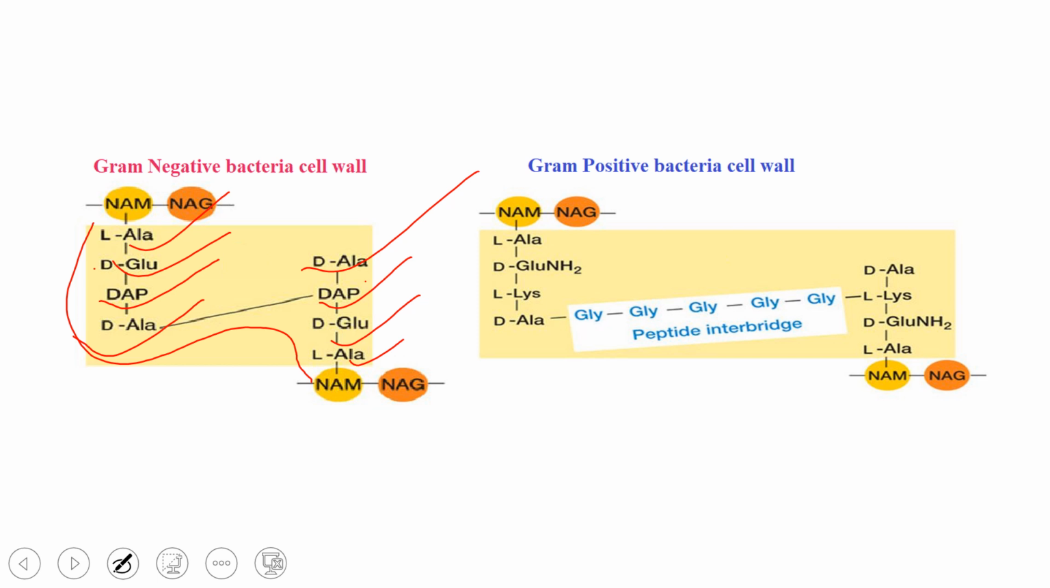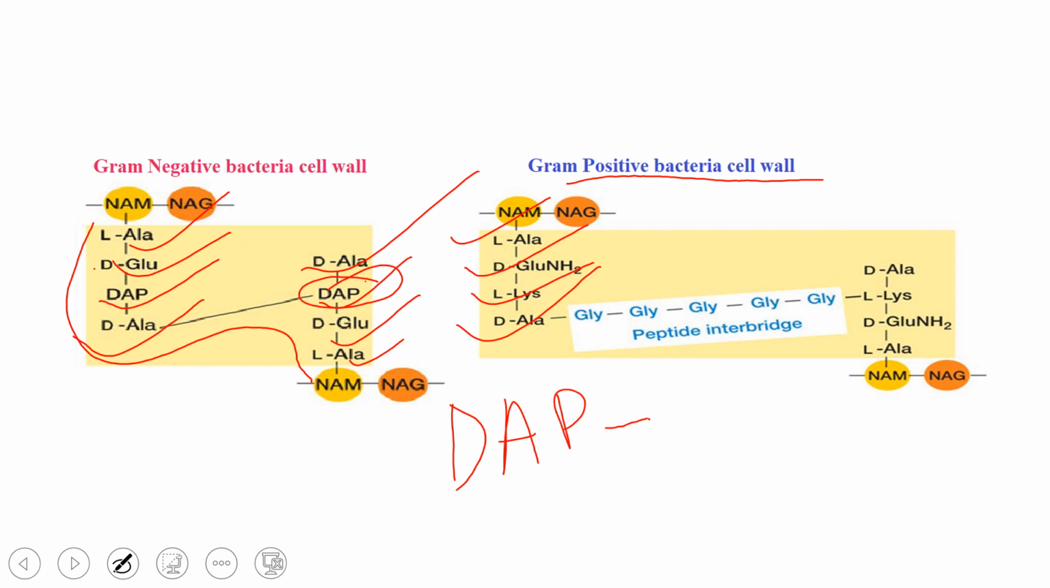So if you see, the linkage between the gram-positive and the gram-negative is different. We are talking about the linkage of the NAM to NAM in the peptidoglycan layer. In the gram-positive bacterial cell wall, there will be L-alanine, D-glutamate or glutamic acid, L-lysine, D-alanine. So there won't be the presence of diaminopimelic acid. DAP is replaced by L-lysine here.